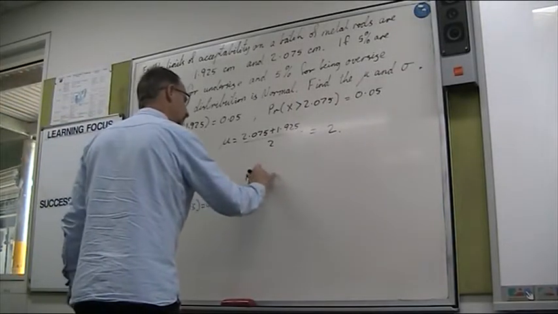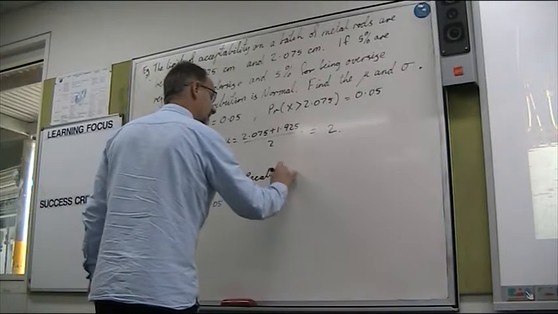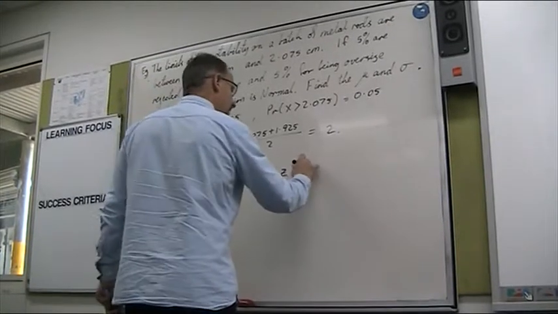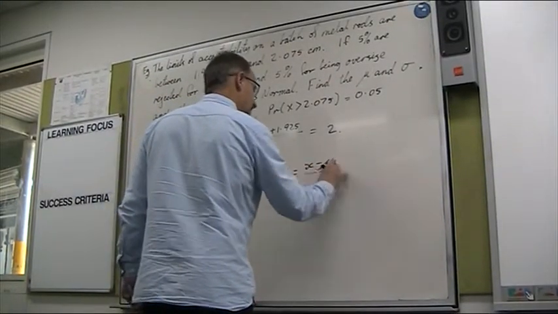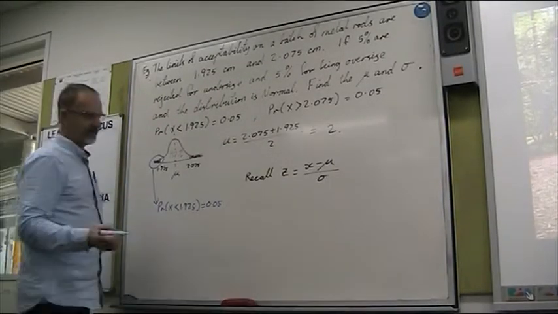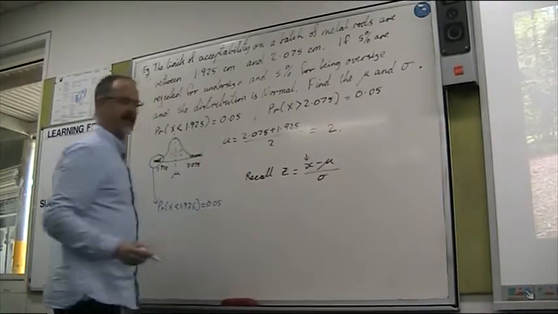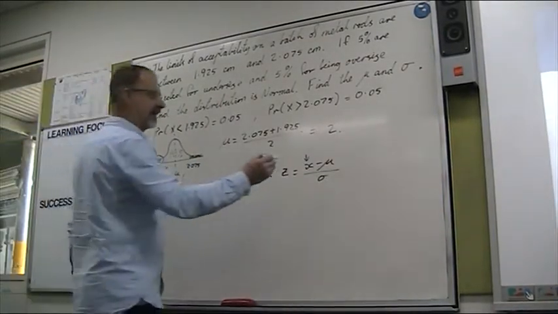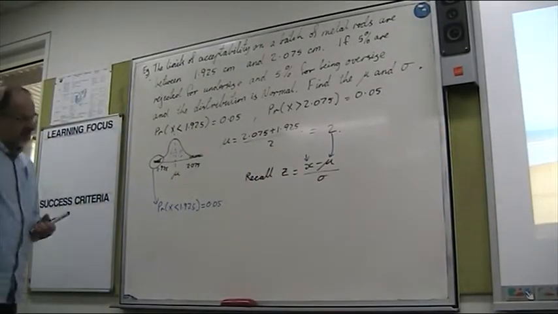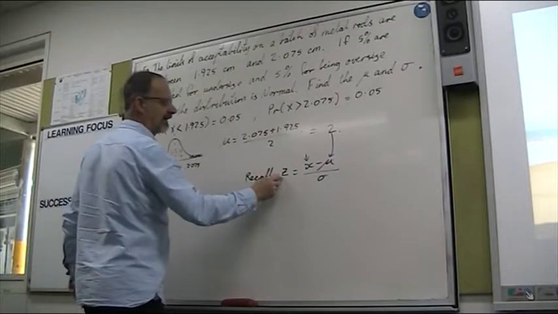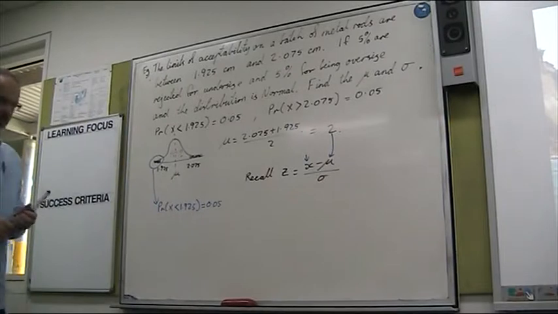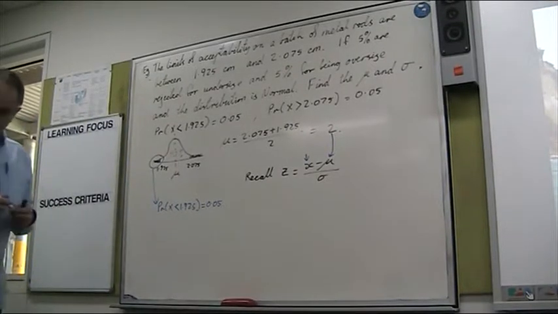So we recall that z is equal to x minus the mean over the standard deviation. Now I've got this x, I know what this x is. We found the mean. So if we could find a z that corresponds to this x, we could put those things together. So this is what we do.